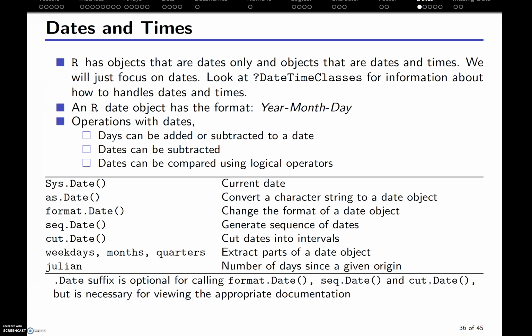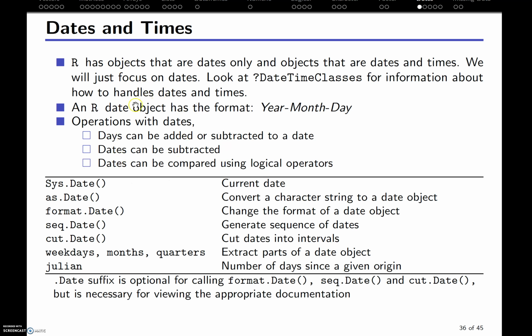Finally, dates and times in R. R has objects that are dates and objects that are dates and times. So we can do both. If you need to look up particular types of formats that you can use, just look at date time classes in the help file, and that will get you I think what you need. We're going to just take a look at dates because this can become a little overwhelming if we don't limit ourselves. So our date object is going to have this general format: year, month, and then date.